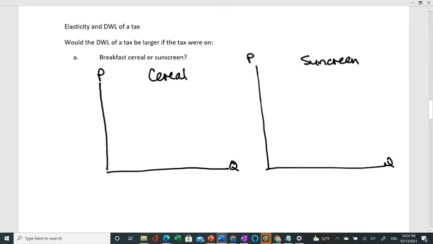In the breakfast cereal market, the demand is more elastic because there are many substitutes for cereal. We don't have to have cereal for breakfast. There are many alternatives. So that makes the demand for cereal elastic. So I'm going to draw that demand relatively flat. Here we have the elastic demand, and I will add the supply curve. Since I don't have any information about supply, I will just draw the regular supply.